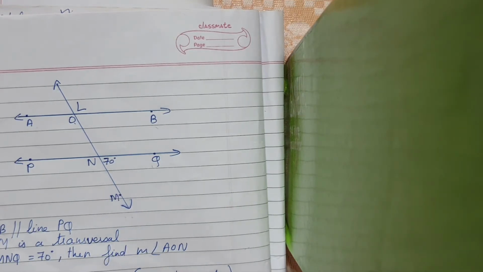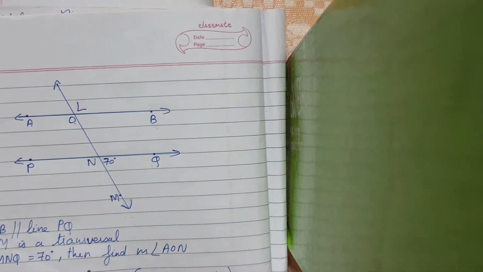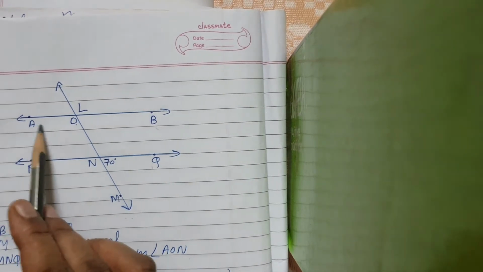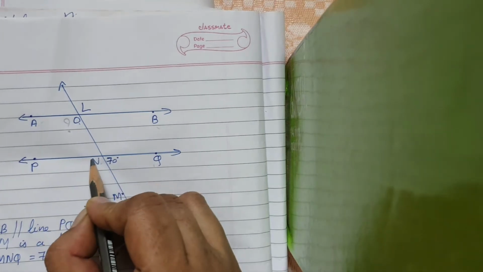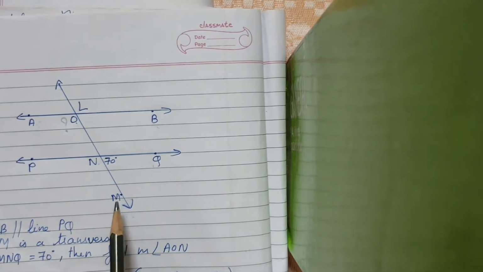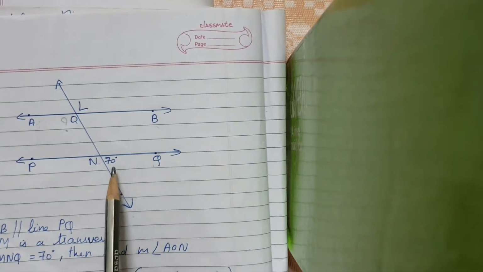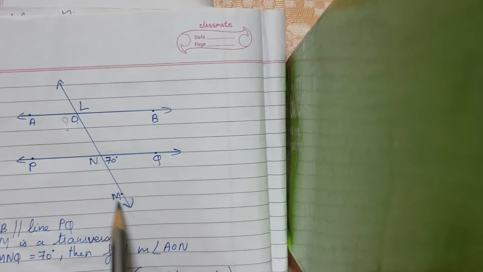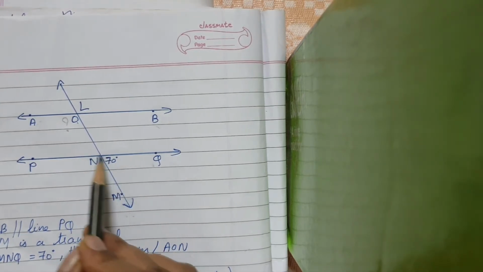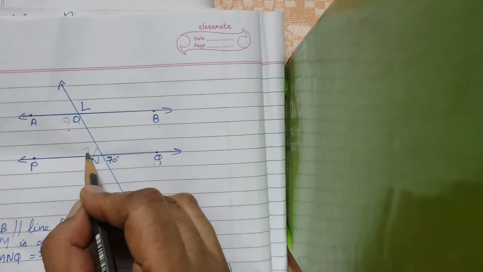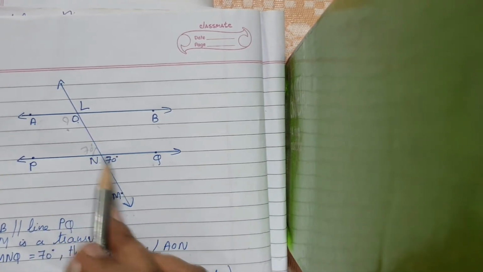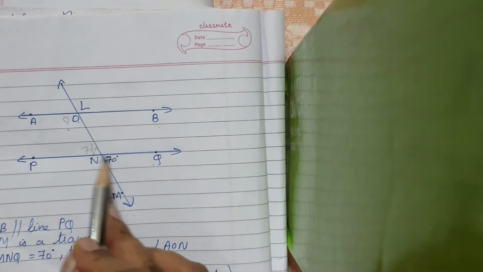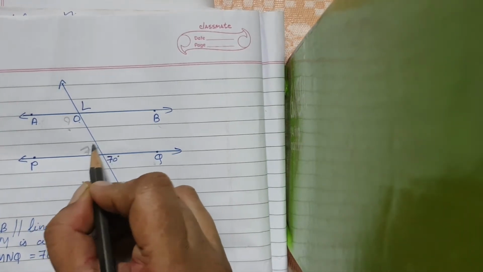So which angle is opposite to MNQ? They told us to find AON. We have to find this, AON. Now they have given us the measure of angle MNQ, which is 70 degrees. So when this is 70, which angle is opposite to this? This angle, which is at N. So if this is 70, even this will be 70 degrees.